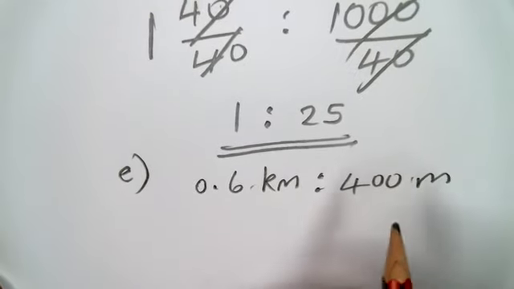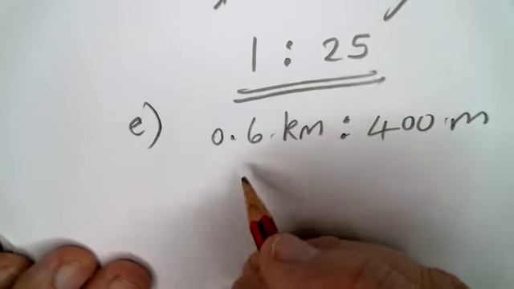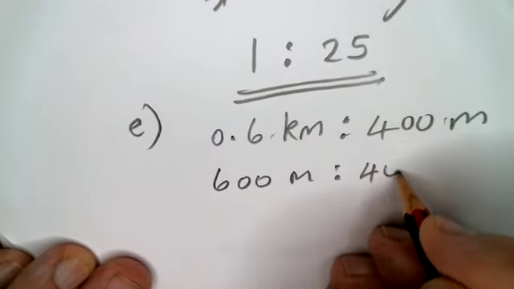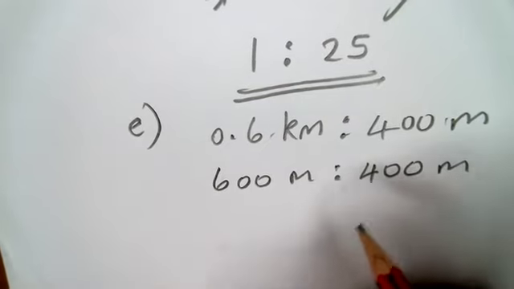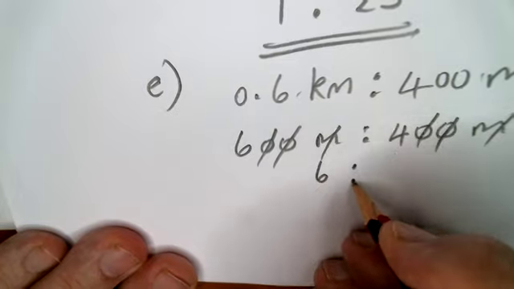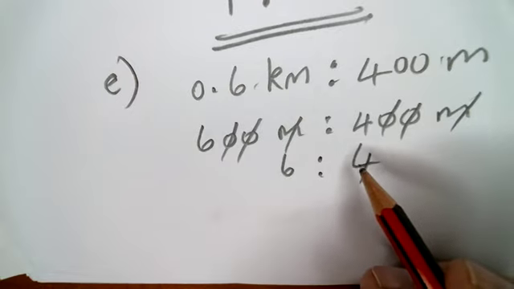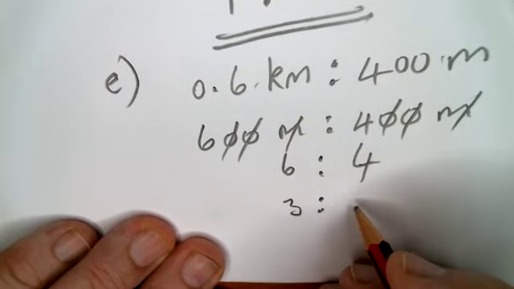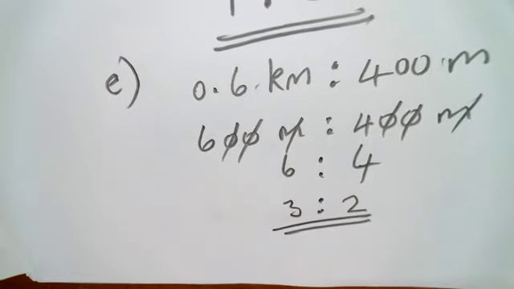The fact is, meters are the smallest one. So 0.6 kilometers is actually 600 meters. So I've got 600 meters to 400 meters. Now, to simplify this, you can see it quite simply because we can straight away cross off those zeros, not to mention the meters. So really I'm dealing with 6 to 4. Can we simplify 6 to 4? Well, I can divide them both by 2. If I divide the 6 by 2, I get 3. If I divide the 4 by 2, I get 2. So the final ratio is 3 to 2, and that is my answer.